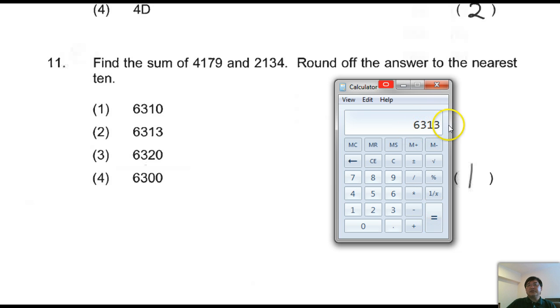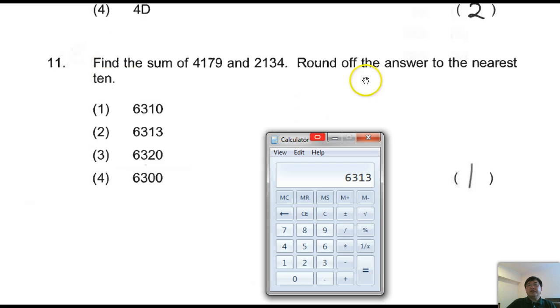So it's 6313. Some of you seeing 6313 would have written it as the answer, but please do not rush. Read the instruction carefully: to the nearest tens. If you look very carefully, we are talking about this 13. 13 is nearer to 10 than to 20, so 13 is nearer to 10. This is the answer.